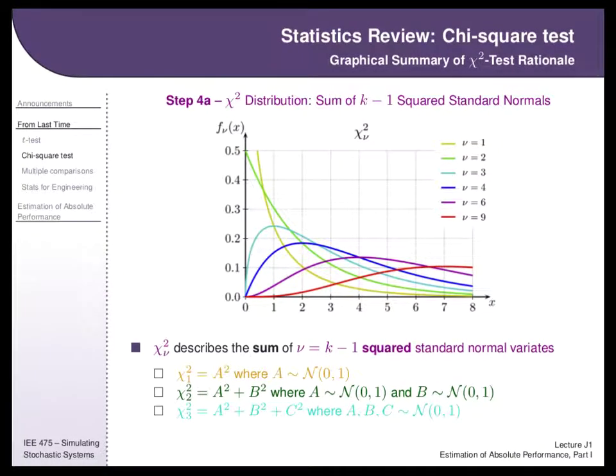And so that's all that a chi-square distribution is: it is the distribution of squared standard normals when you add them up together. And what you're seeing here are different chi-squares with different degrees of freedom, and this is effectively the number of bins minus 1.